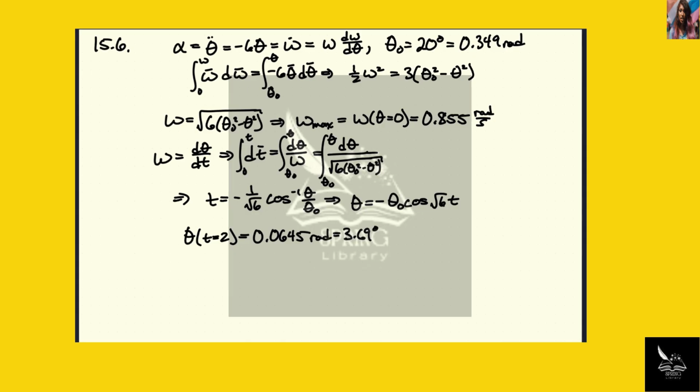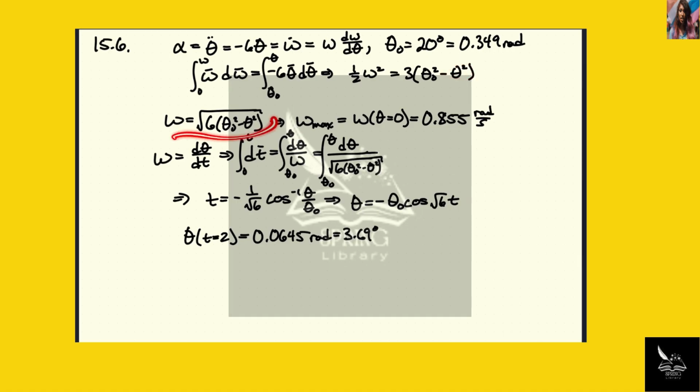We're told that theta 0, so at t equals 0, is 20 degrees or 0.349 radians. So we can take this expression here, separate variables, and then integrate. We get an integral from 0 to omega of omega bar d omega bar, and an integral from theta naught to theta of -6 theta bar d theta bar. Doing the integrals, we get 1/2 omega squared equals 3 times theta naught squared minus theta squared.